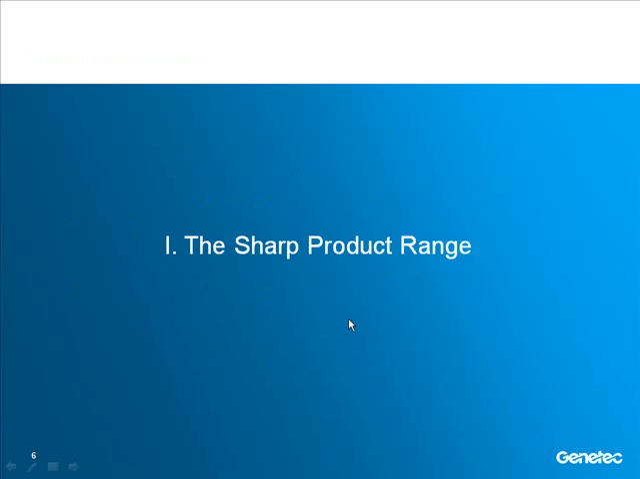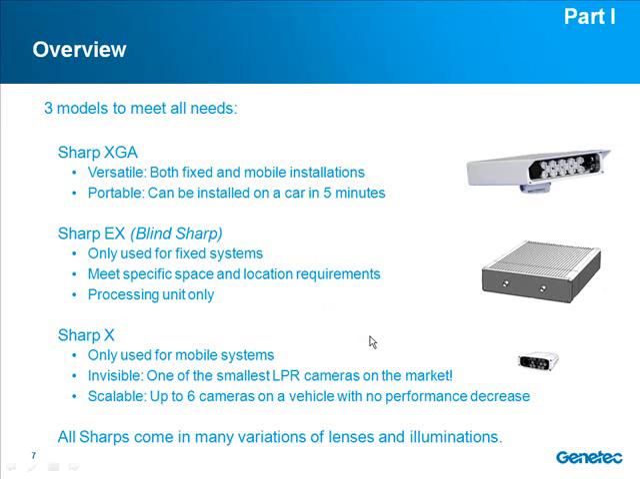Okay, so first things first, let's take a look at the 3 different types of Sharp systems that we have available in our license plate recognition family. The first model is our classic Sharp, which is known as the Sharp XGA. This is our most common unit out there and is very versatile, as you can use this for both fixed and mobile installations. So just to clear up what that means, a fixed Sharp would be one that is mounted on a pole, building, or other non-moving location. A Sharp that's being used for mobile purposes would be mounted on a vehicle such as a police car.